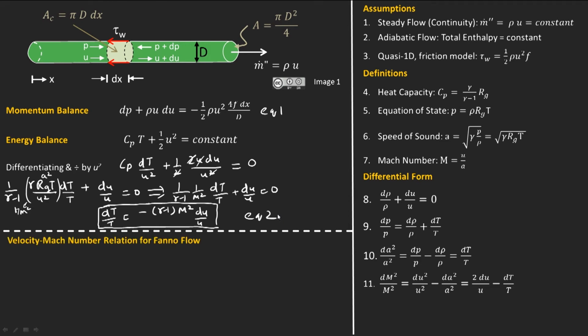In the next part of the derivation, the aim is going to be to develop a relationship between velocity and Mach number for a flow with friction, which is also known as Fanno flow. To do that, I'm going to start by using equation 11, in which we have d of M squared over M squared equals 2 times du over u minus dT over T.